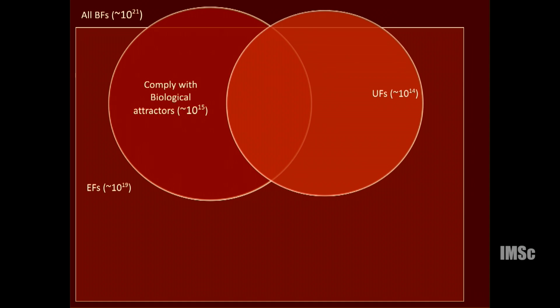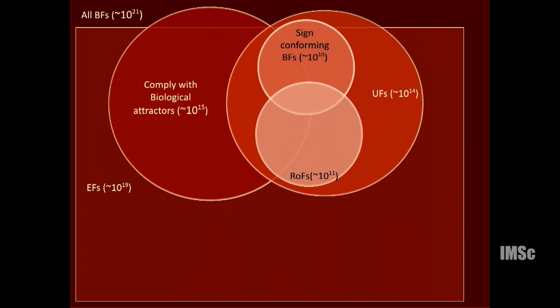Then I limit myself to unit functions, that the signs at each node are complied with. Then you can see that this is the space of unit functions, 10 to the power 14. It's the intersection of this and this to which you will restrict yourself. Next, the signs are also conforming. Then I restrict to read-once functions, NCFs.